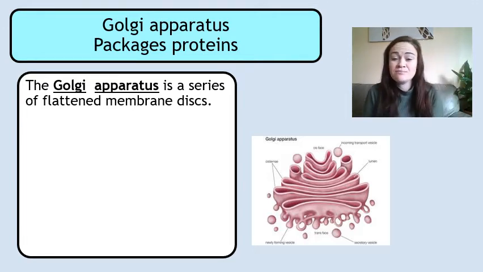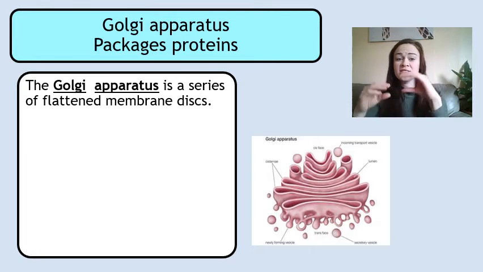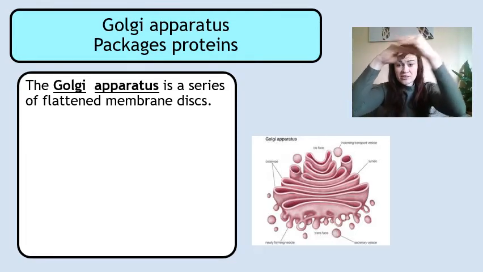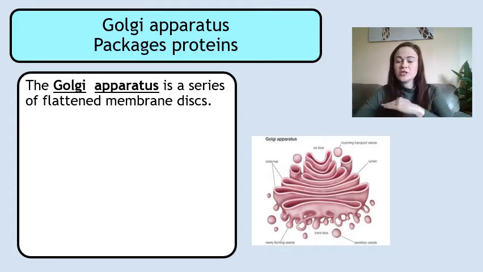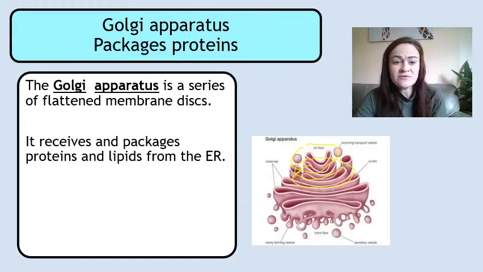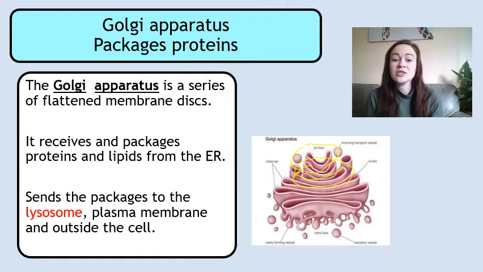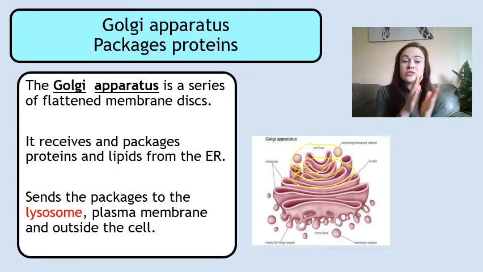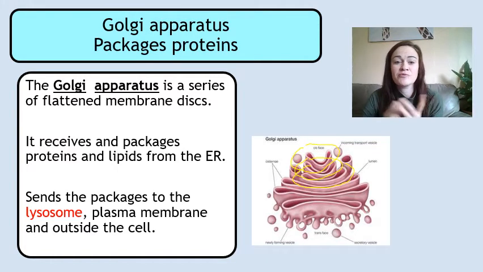Now the Golgi apparatus is basically a series of little flattened membrane discs that are piled on top of each other, so layers and layers of membrane. If we look here, you've got one disc there, which is piled up on another disc, piled up on another disc. Basically the Golgi apparatus receives the packages of proteins and lipids from the ER, and then it sends these packages to lysosomes, which we'll look at in a minute, the plasma membrane, so like the cell membrane, and to outside of the cell. So there's lots of different places that these packages of proteins and lipids can go to.